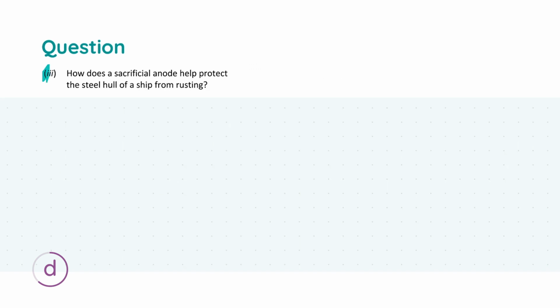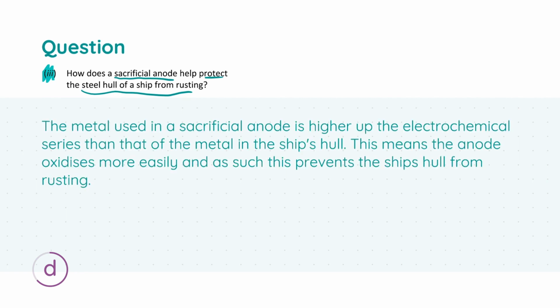So looking now at part 3 here, we're going to be asked, how does a sacrificial anode actually help protect a steel hull of a ship from rusting? So basically, what's the point of these sacrificial anodes, and how do they protect everyday things such as a steel hull of a ship? How does it actually protect it from rusting? In this case, the required answer is that the metal used in the sacrificial anode is going to be higher up on the electrochemical series. So that's an important thing to note. It's going to be higher up in that electrochemical series than the metal in the ship's hull.